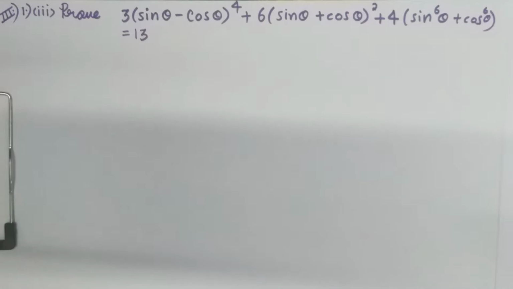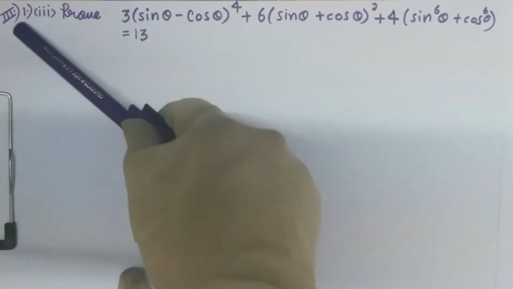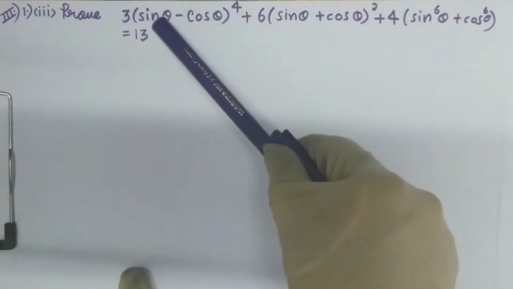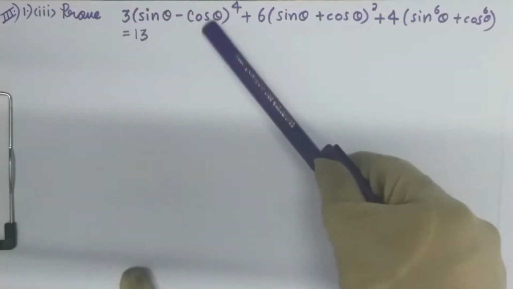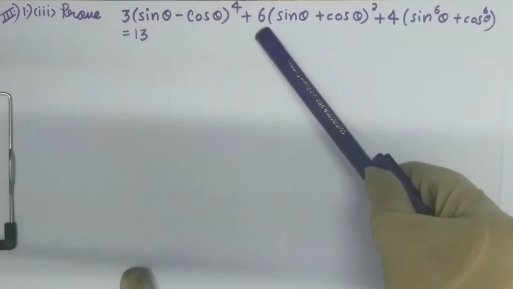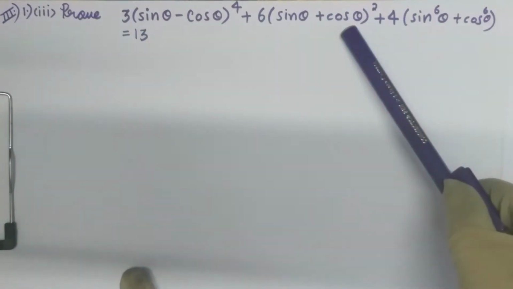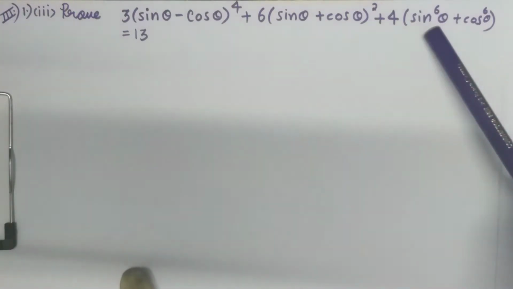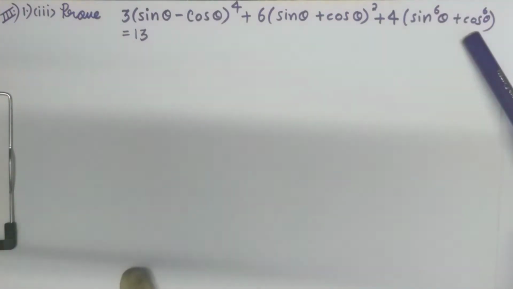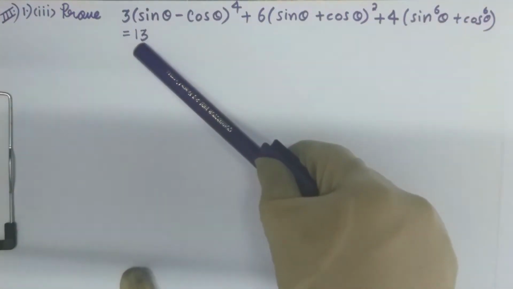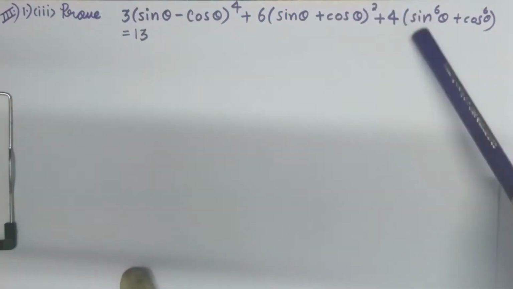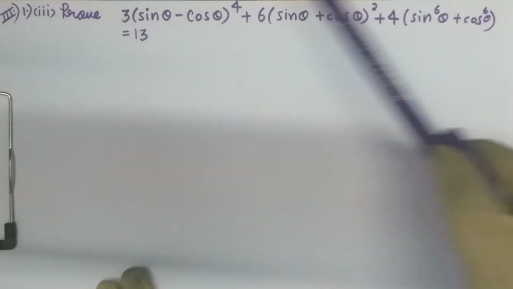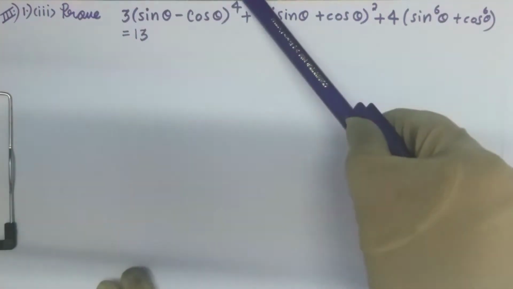Observe this question. Third section, first question, third bit of trigonometry. Prove 3(sin θ − cos θ)^4 + 6(sin θ + cos θ)^2 + 4(sin^6 θ + cos^6 θ) = 13. Now don't worry that here it is sin^6 θ + cos^6 θ, and here it is (sin θ − cos θ)^4.